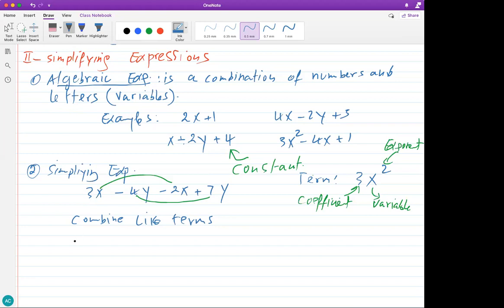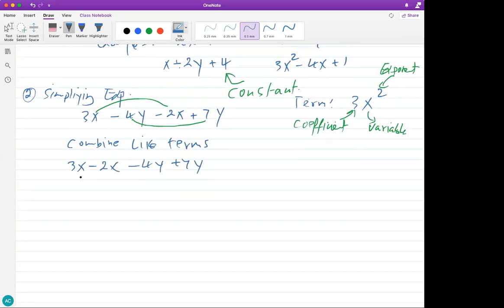So we combine 3x with this one. We're going to bring this over using the commutative property to change the position. So we're going to bring this over here, -2x, with the sign. Then we're going to move these back with its sign. The sign for y is negative. We're going to bring it next to the like term, which is +7y, and you go ahead and combine.